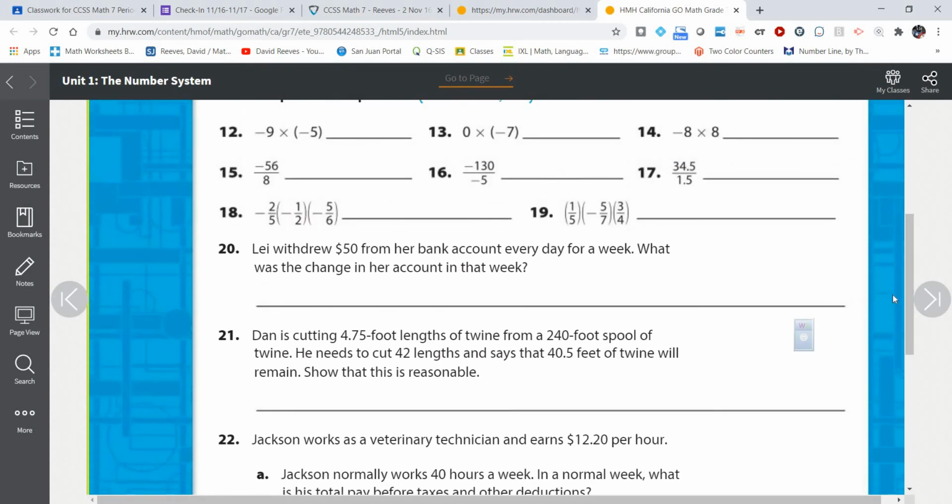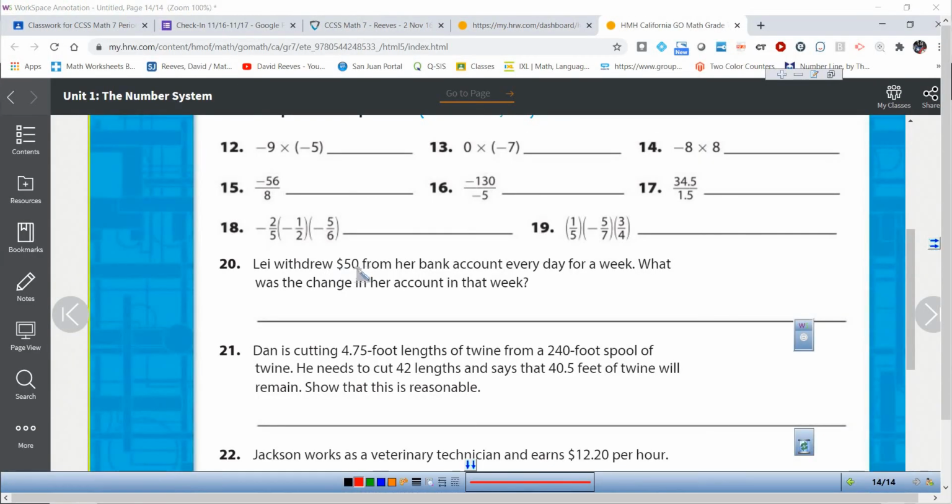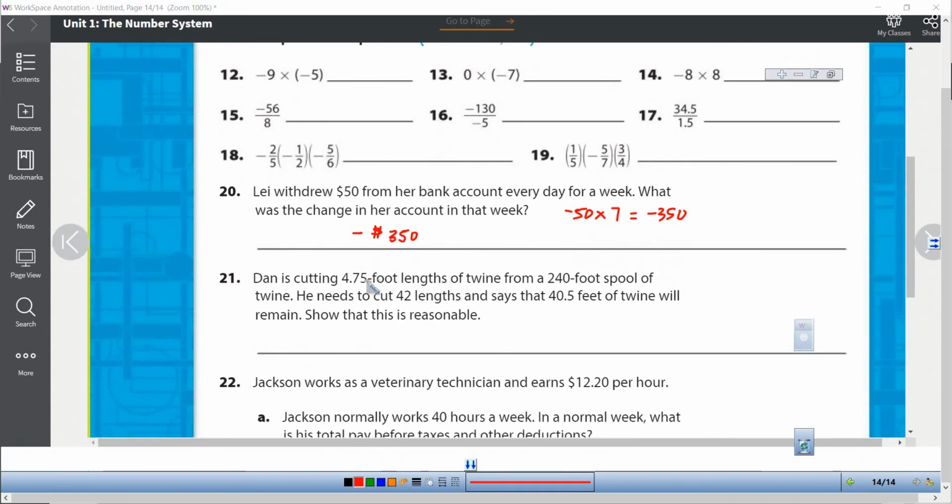All right, let's do a few more problems, and then we will be done. All right, Lay withdrew $50 from her bank account every day for a week. What was the change? All right, well, it's negative 50 every day for a week. We're going to go with the 7-day week, right? 5 times 7 is 35. So the change in her account was negative $350, right?